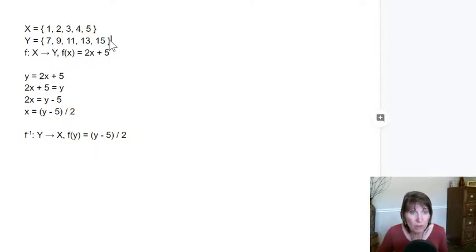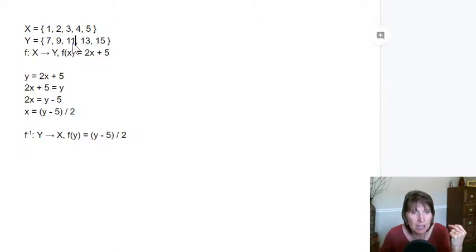Now we're going from y to x. Right now we're mapping from y to x. So if we take y, 7, minus 5, we get 2. We divide it by 2, we get 1. So that's exactly the opposite, it's just reversed. We take 9 minus 5, that's 4. We divide it by 2, we get 2.